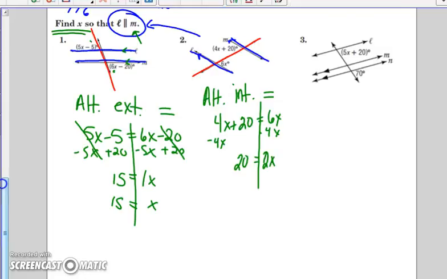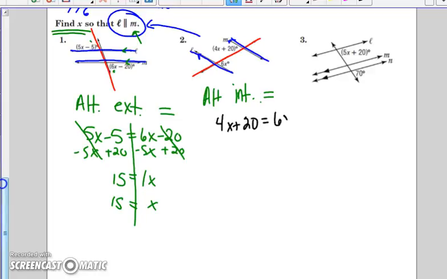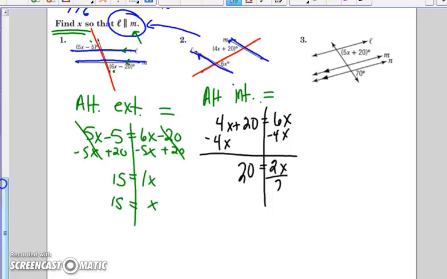Oh, I messed up. I'm sorry. One more time. Let's do do-overs. 4x. No, I was right. Plus 20 is equal to 6x because they're alternate interior. And I would subtract 4x. So that's 20. 6 minus 4 would give me 2x divided by 2. So that means that x equals 10.